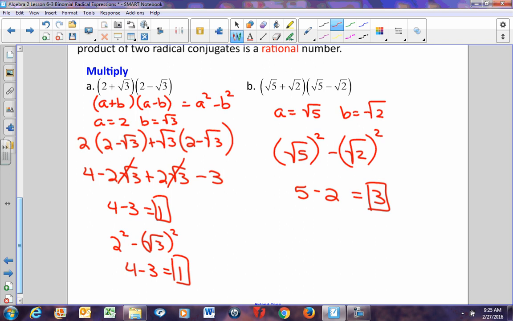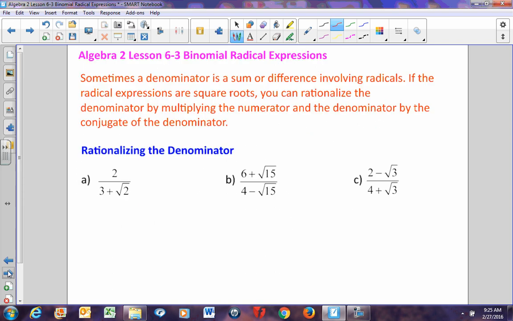Why is this really, really important? Well, it's really, really important when you start to divide. Because sometimes the denominator is the sum or the difference involving a radical. And if the radical expression is square roots, you can rationalize the denominator by multiplying the numerator and denominator by the conjugate of the denominator. We did a little bit of this in geometry, like 2 or 3 problems, I think.